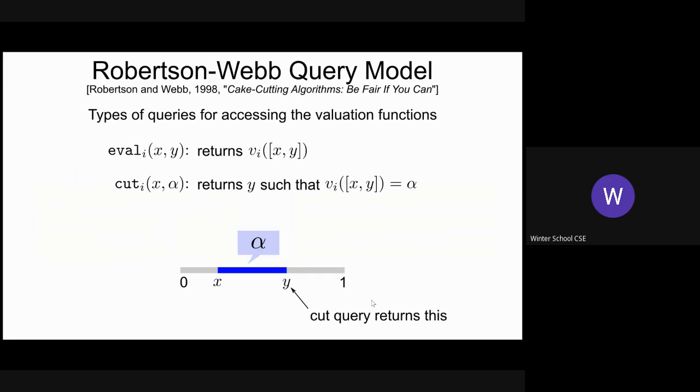Then you just return some null or something like that. In principle you could issue alpha equal to 20, but because of normalization, there is no such y, so the oracle will say there is no such y. Either there is a y, in which case you get one of the feasible answers, or if there's no such y, you get a null or no response.